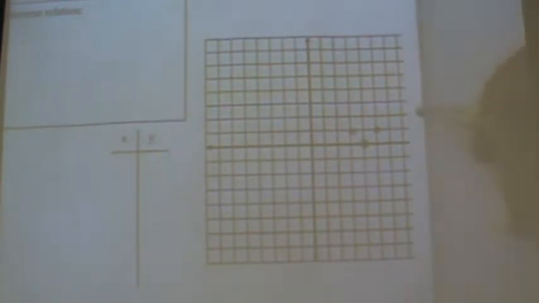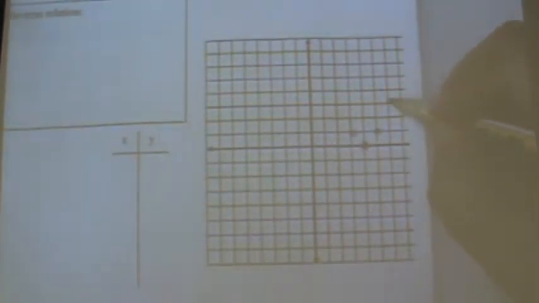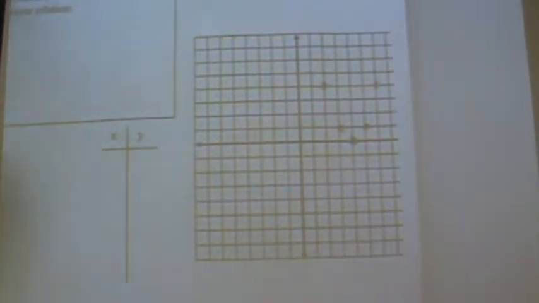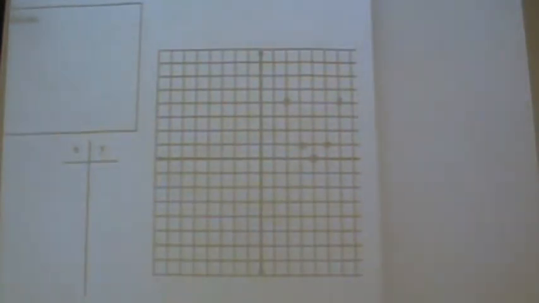And if you plot this in your calculator, Mr. Duke, these are the ordered pairs that you should get.